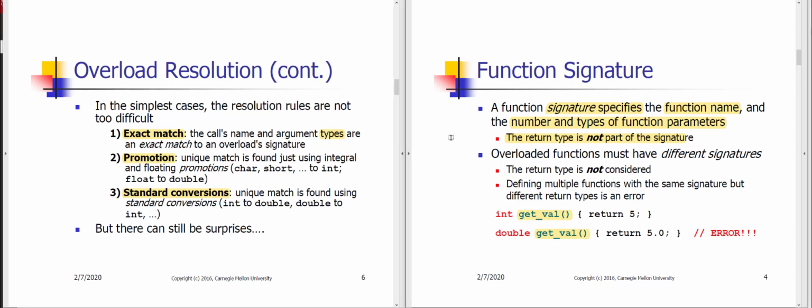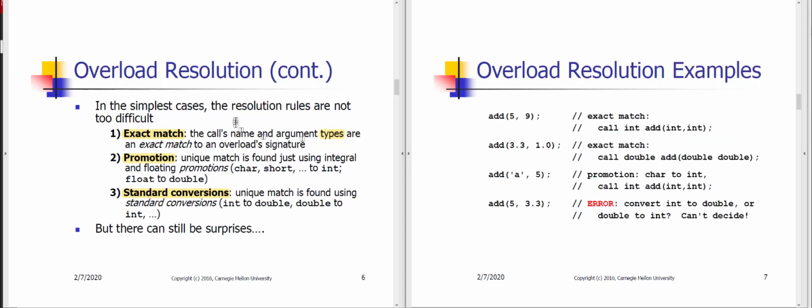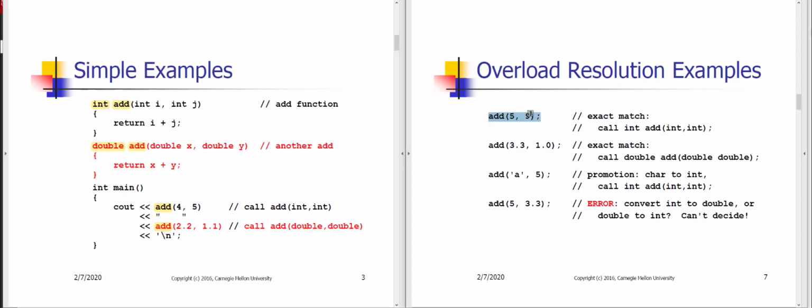So here are some examples on slide 7. Actually, let me put back up the code that we had on slide 3. Let's suppose that we have this call, add 5, 9. Now this is an exact match because we do have one definition of add that takes 2 ints, and these arguments are ints. So the compiler chooses the exact match in this case.